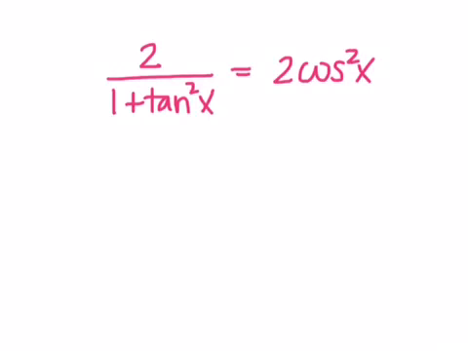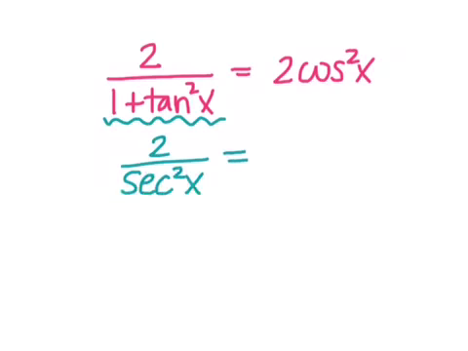The other thing you always want to think about is your Pythagorean identities. If you remember your Pythagorean identities, you have sine squared plus cosine squared equals 1. You have 1 plus cotangent squared equals cosecant squared. And 1 plus tangent squared, which we have right here, is equal to secant squared. Remember, those two are linked. So you can change that 1 plus tangent squared into secant squared.